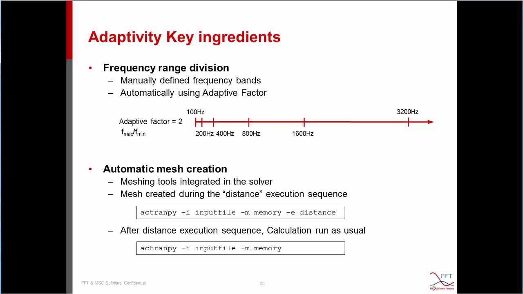So actually, the second key ingredient is the fact that the mesh creation should be automatic. You do not want to provide Actran yourself with these 5 different meshes. So this is possible in Actran 15 thanks to the integration of meshing tools directly inside the solver. And for each calculation that contains a component which uses adaptivity, a distance execution sequence must be run prior to the actual run in order to create the mesh. Once the mesh is created, the calculation runs as usual.